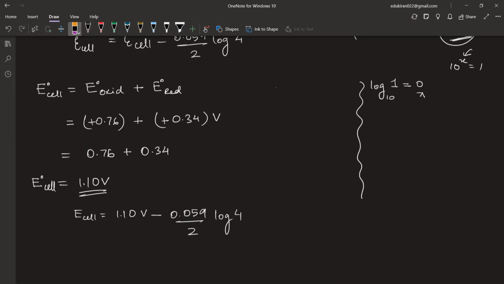Wafia, do you agree with this? Okay, fine. Beyond this you will not know. This is the only thing that you will know, because if I ask for log base 10, where 10 to the power x is equal to 2, you have to find the x. So you will not remember this. So please write 0.30.